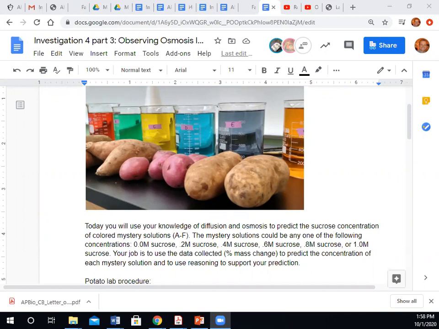So you have different types of potatoes. Anybody know what kind this is? Nope. A russet, yeah. There's sweet potatoes, there's red skin potatoes. So it's like a normal Idaho russet.